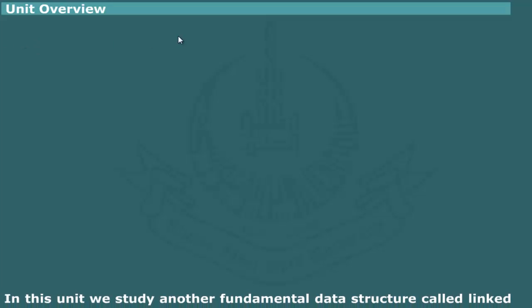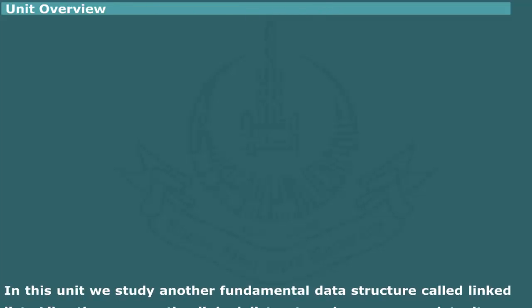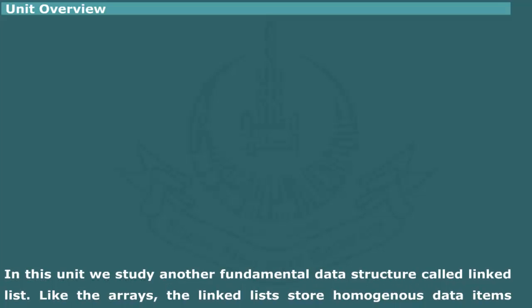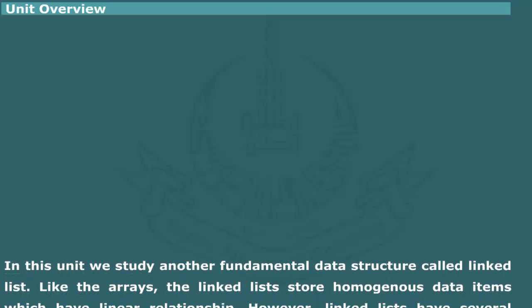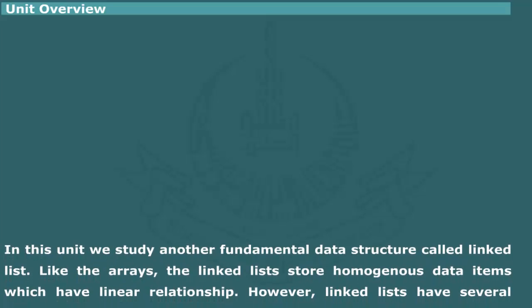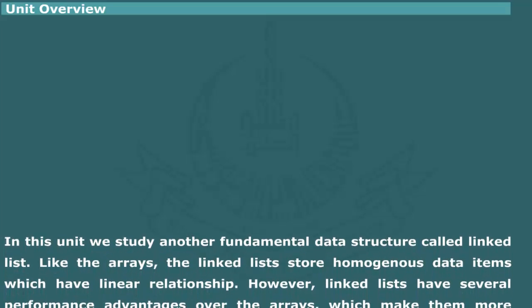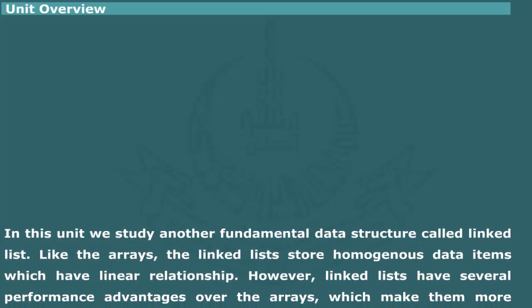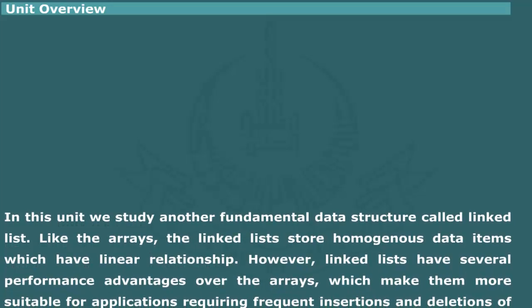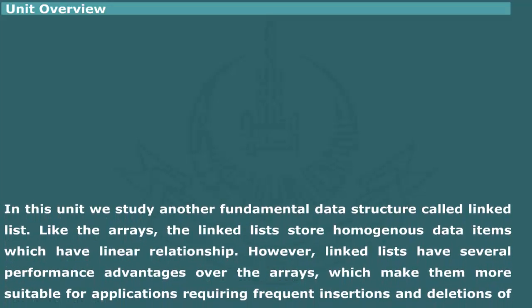Unit Overview. In this unit, we will study another fundamental data structure called linked list. Like the arrays, the linked list stores a set of homogeneous data items which have linear relationship. However, linked lists have several performance advantages over the arrays, which make them more suitable for applications requiring frequent insertion and deletion of data elements.